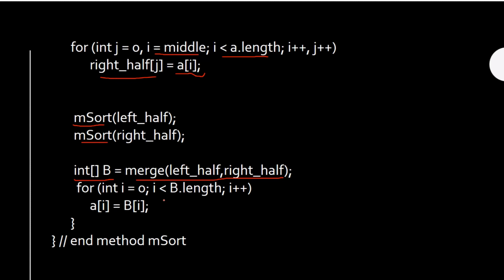Then we iterate through the result of our merge, because our merge is going to return a result. We iterate through the result of our merge and put that result back into A. So as our merge is giving us a result, we are loading it back into our A. And that's the end of the merge sort.